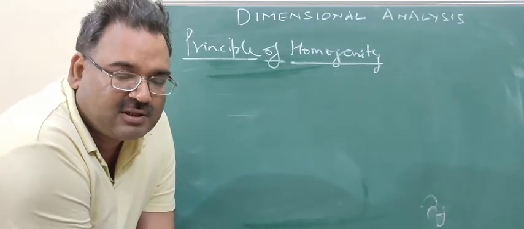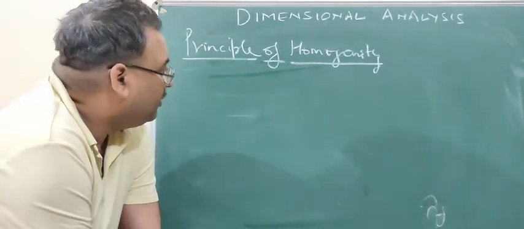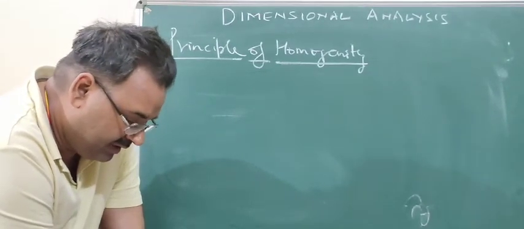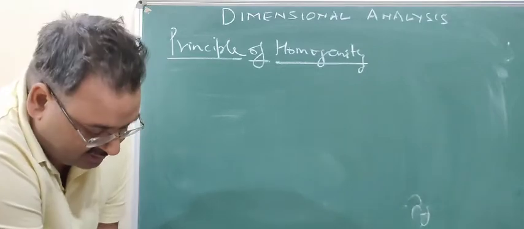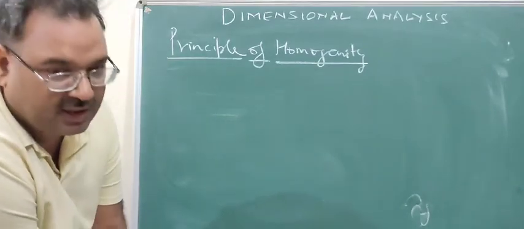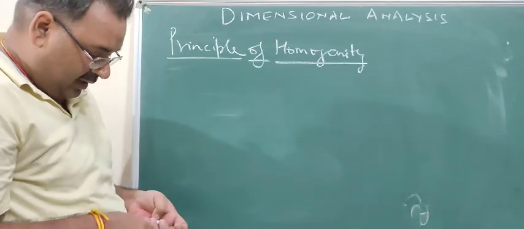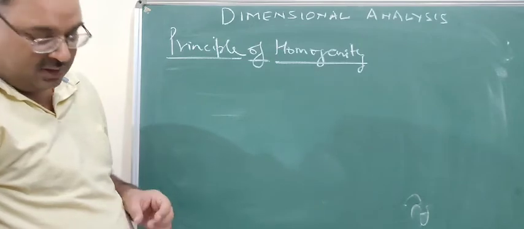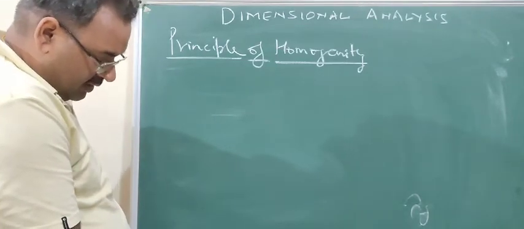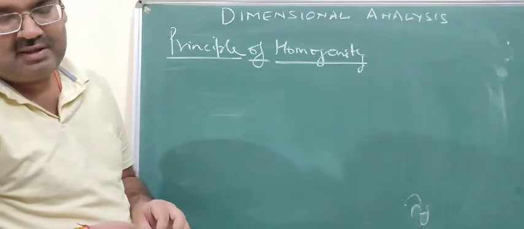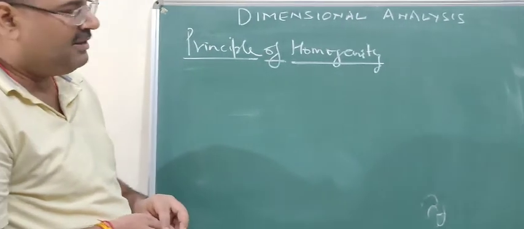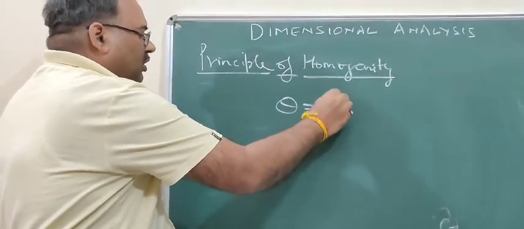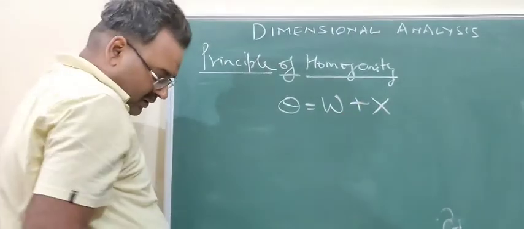The next topic is principle of homogeneity. It states that every equation relating physical quantities must be dimensionally homogeneous. From the statement you will not understand anything, so I will show you with an example. We have an example: Q equal to W plus X.